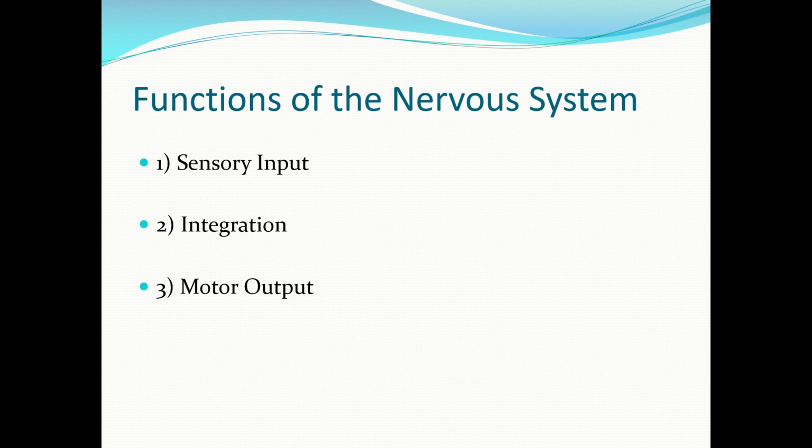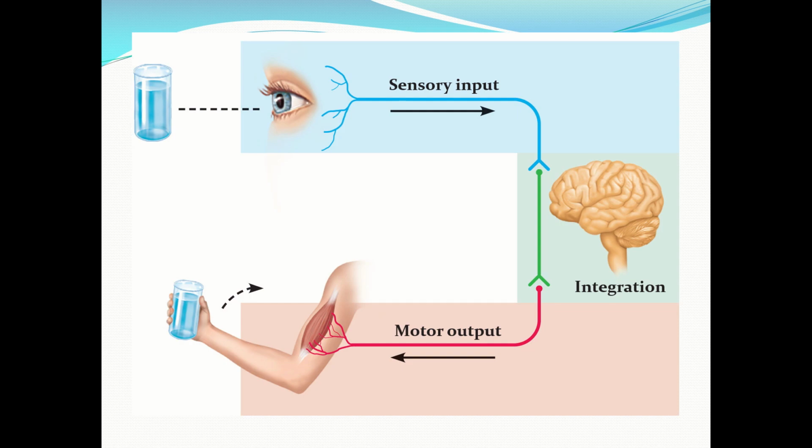There are three major functions of the nervous system: sensory input, integration, and motor output. This illustration shows the three functions of the nervous system. As you can see, sensory input carries information towards the brain and spinal cord. Integration occurs within the brain and the spinal cord, and then motor output carries information away from the brain and the spinal cord.